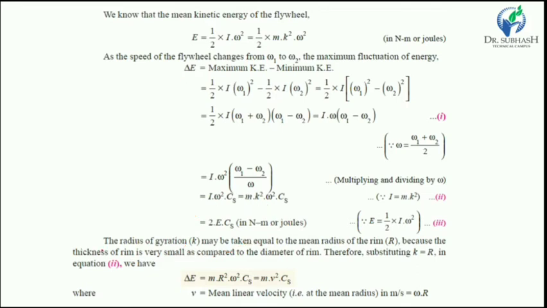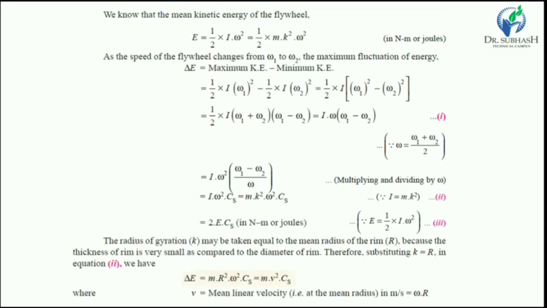Now the note is taken. The radius of gyration may be taken equal to the mean radius of the rim, because the thickness of the rim is very small compared to the diameter of the rim, therefore it is neglected. So K is equal to R is considered. That's why here, in m k square, write R instead of K. So the equation becomes m R square omega square CS. This is the final equation.